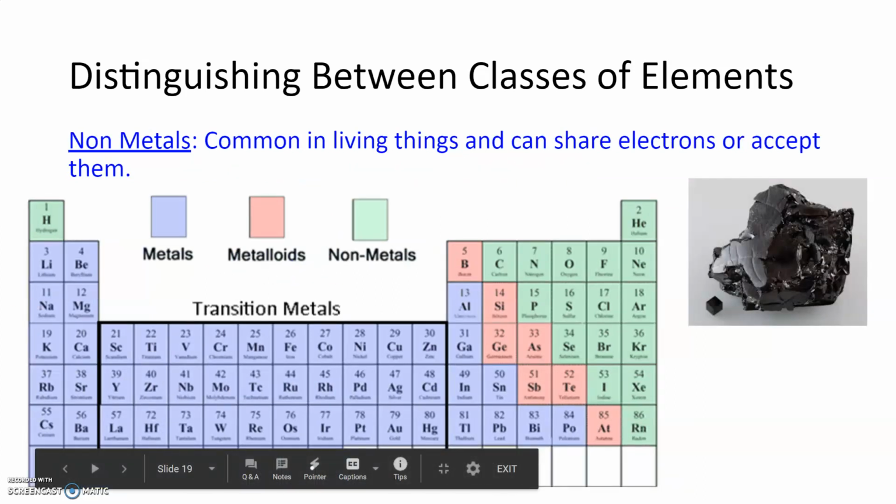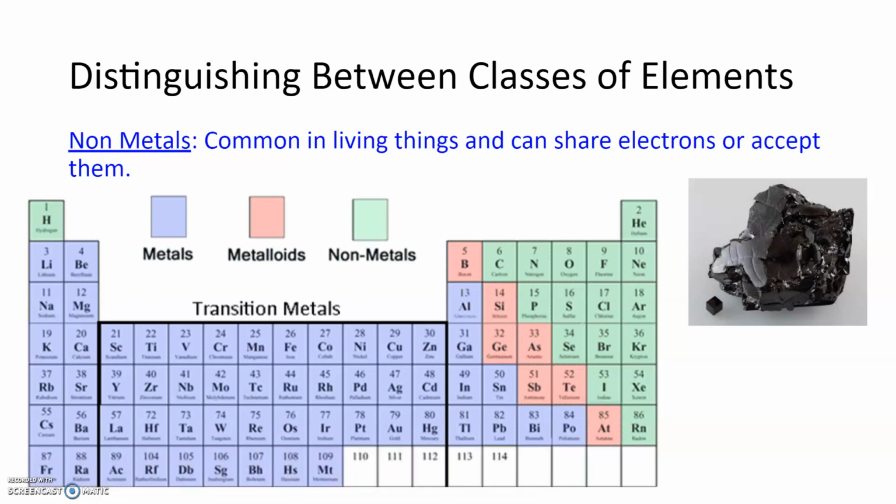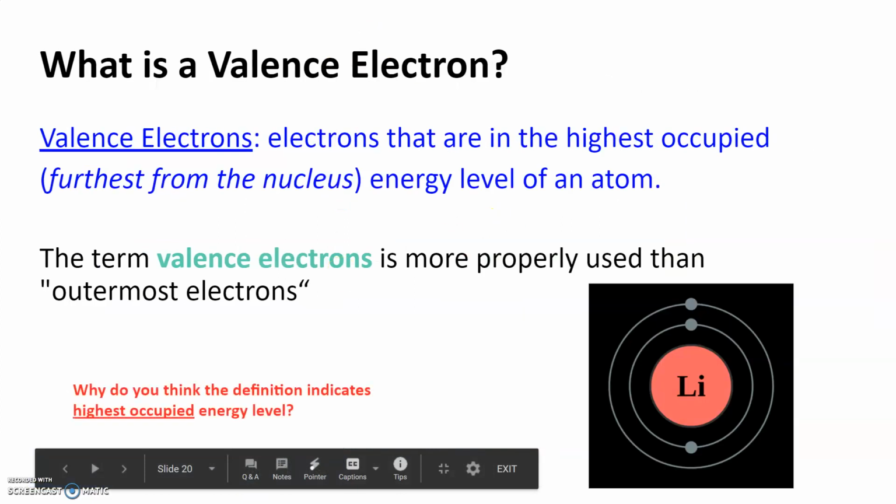Nonmetals are shown in green, and nonmetals are really common in living things, and they can share electrons or accept them. So they can take electrons and become negative, or they share their electrons. So carbon, nitrogen, phosphorus, oxygen, sulfur, and hydrogen, those are the main things that make up living things, and all of those are nonmetals. So the nonmetals are really, really important from that perspective.